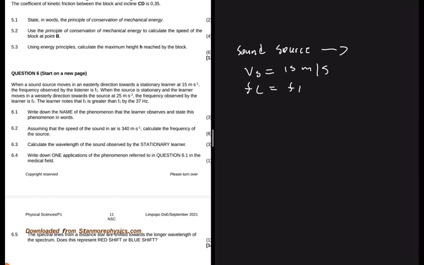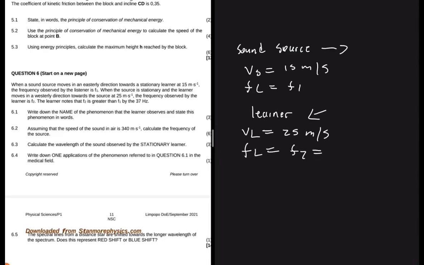So now we have a learner moving towards the west, and the learner is moving towards the source at 25 meters per second, right? So we have velocity of observer being 25 meters per second. The frequency observed by the learner is F2. So we have frequency observed, which is F2. It goes on to say that F2 is greater than F1 by 37 Hertz, right? So we're gonna get F2 equals F1 plus 37 Hertz.